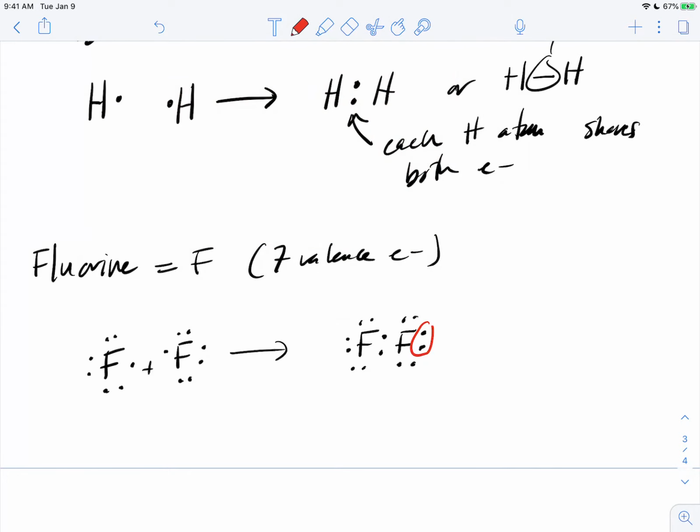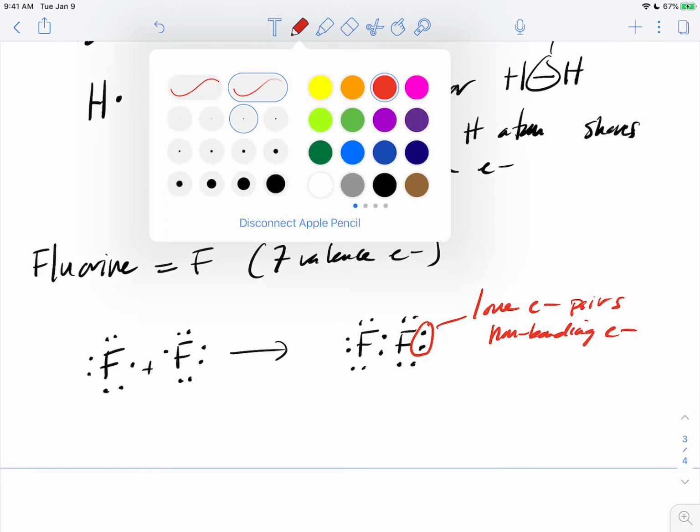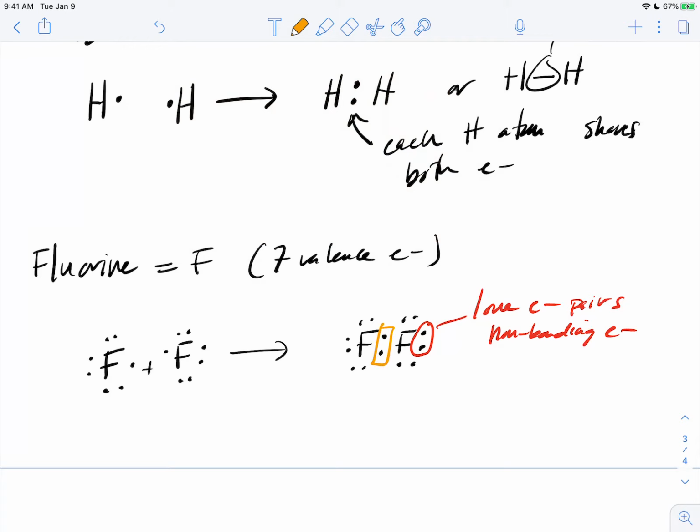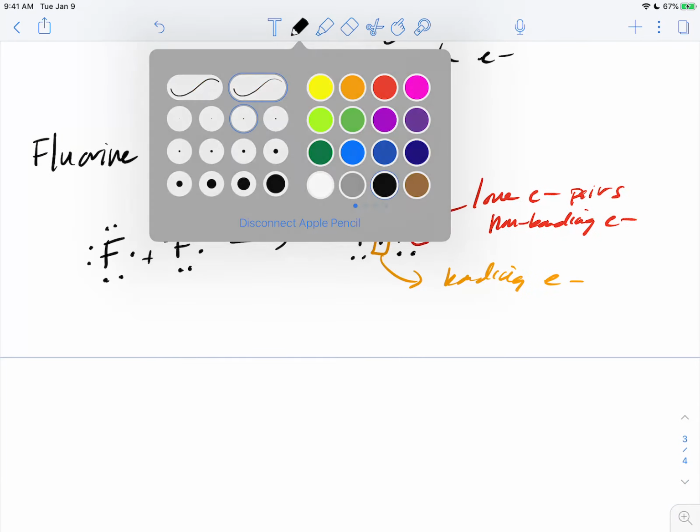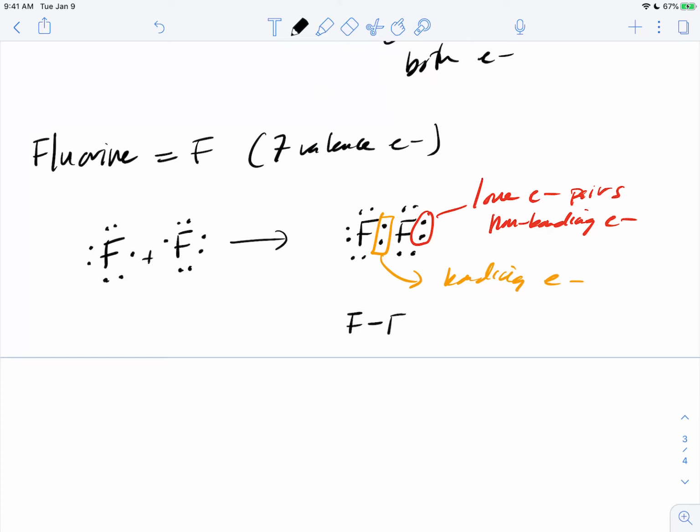These electrons, we can call them lone electron pairs, or for short, lone pair electrons, or non-bonding electrons, where the electrons here are our bonding electrons. And so often what we'll do is we will show this as fluorine with a dash for the bonding electrons, and then just represent the lone pair electrons as dots.